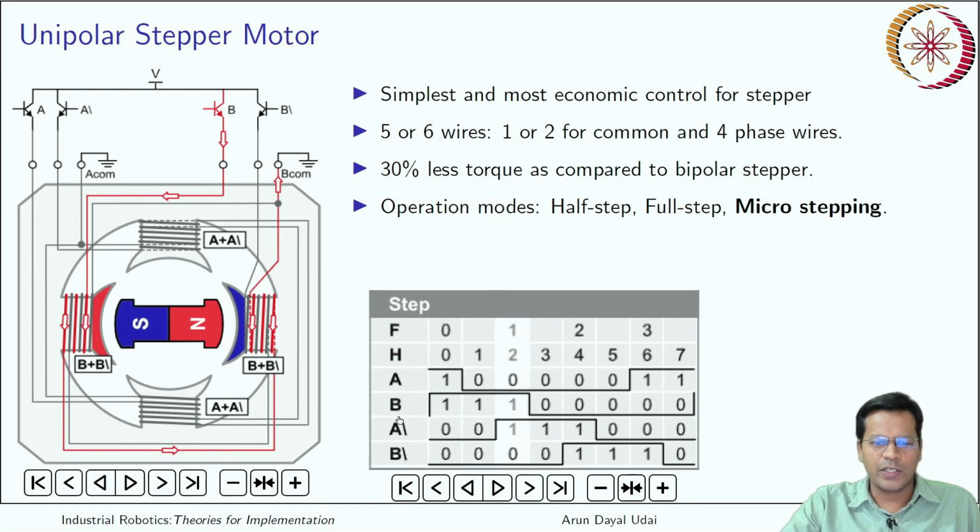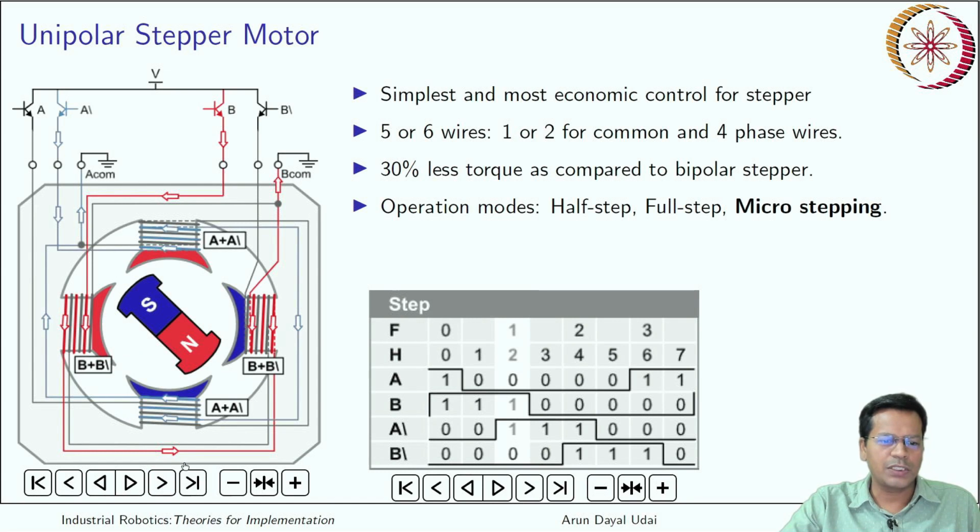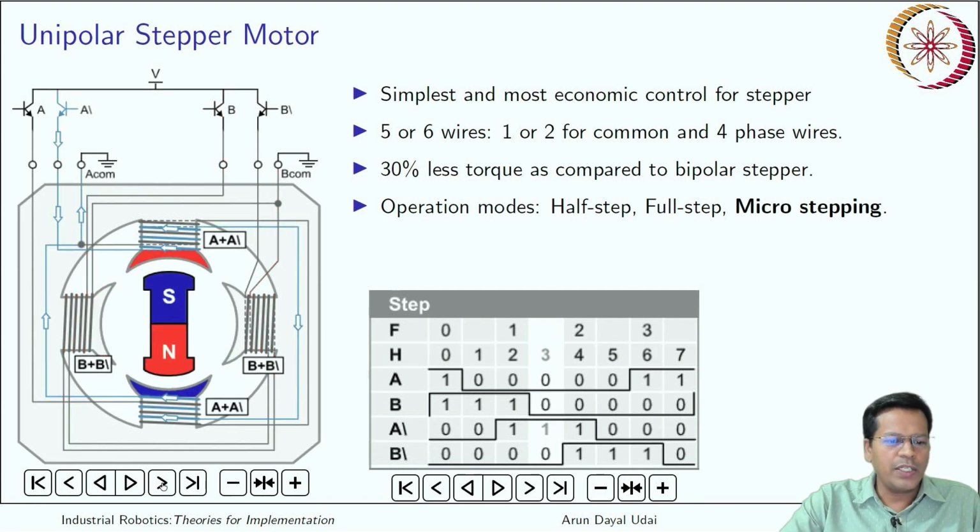In the next position, when you have B and A bar high, that is the position which is here. This is B and this is A bar which is high. So again the bottom right corner is now your polarity, which is south. So ultimately this armature comes like this. The next consecutive pulse phase will be only A bar is 1. In that case it goes here, when only A bar is high.